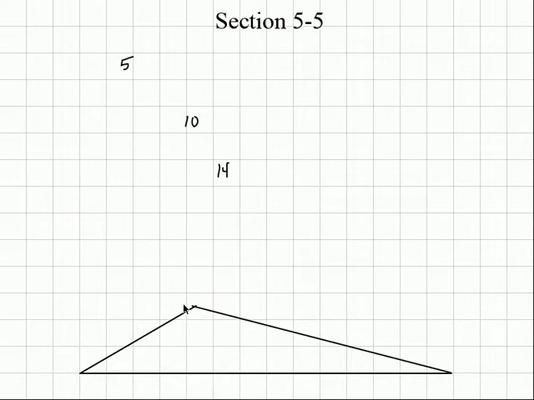So there's no way that I could get a triangle. If the two smaller ones were less than the third side, there's no way I could get a triangle out of that. Does that make any sense?